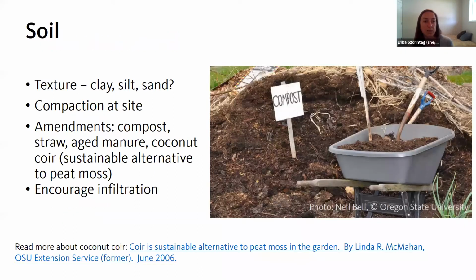And of course, you'll want to look at your soil after assessing what the general characteristics of your property are, because the type of soil that you have will determine what types of plants are supported, what kind of watering you'll have to do.